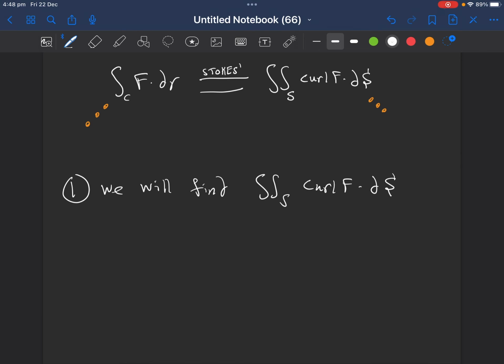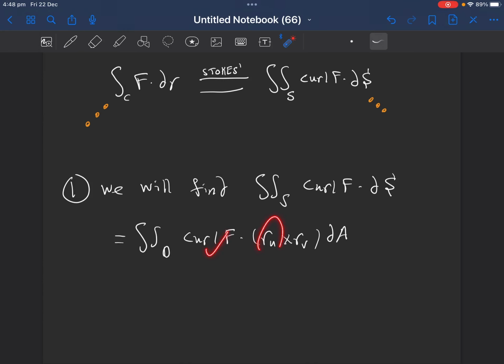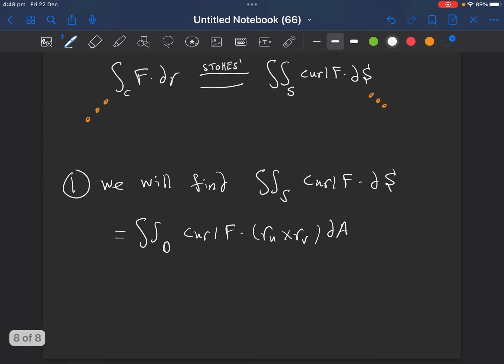Now, in order to find this integral, if you remember, this would be the double integral over a region of the curl of f dot, we need to find the parameterization for this particular surface using u and v. So first step, we will find the curl. Second step, we find parameterization and we find the derivative and the cross product. And then we will transfer this integral into a double integral and we will solve it.